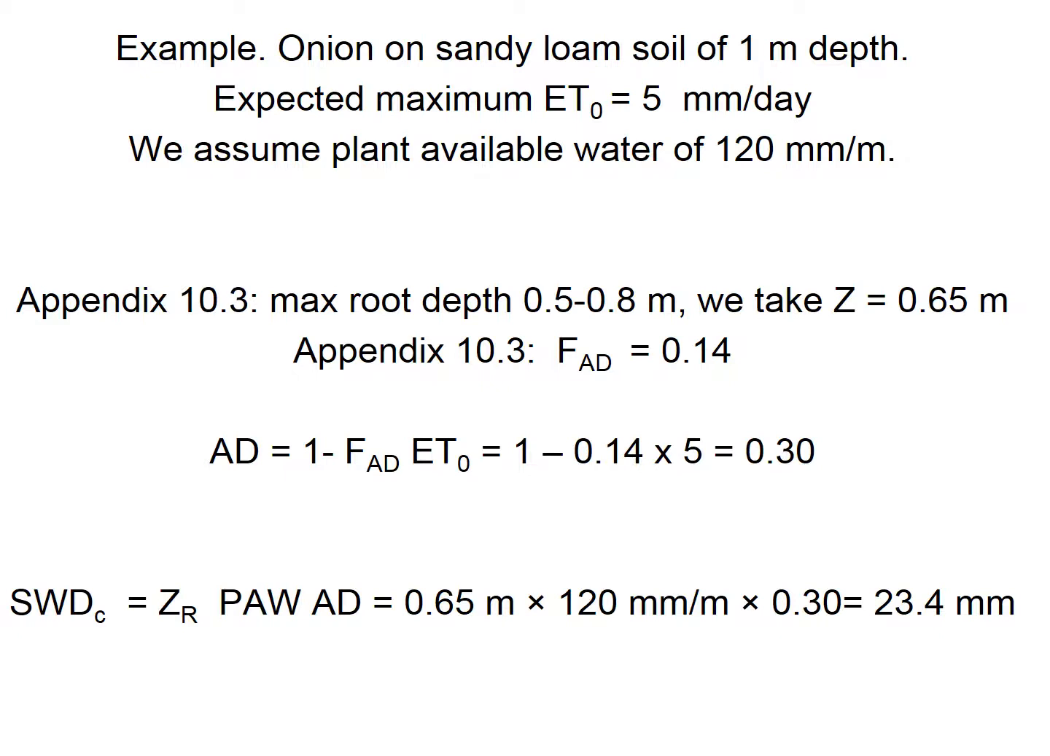Now we apply the equation to calculate the critical soil water deficit as the product of the rooting depth, plant available water, and allowable depletion. Rooting depth is 0.65, plant available water is 120, and AD, allowable depletion, is 0.3, which gives us 23.4.